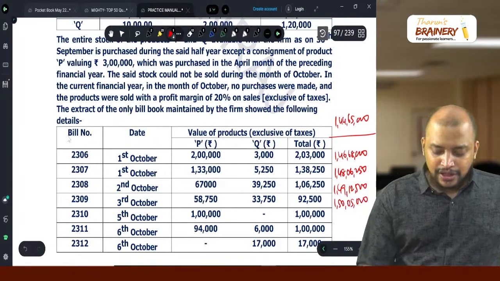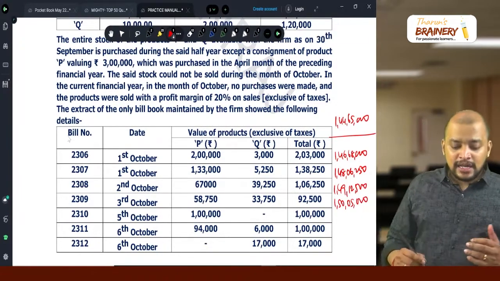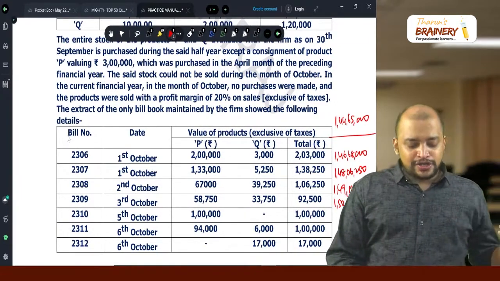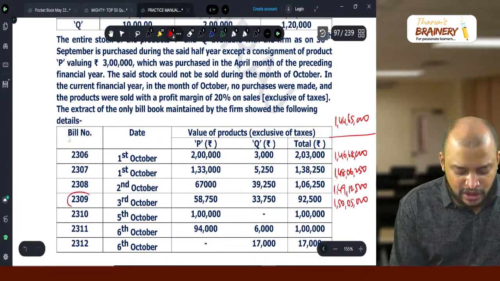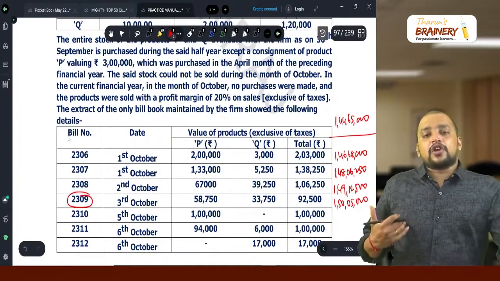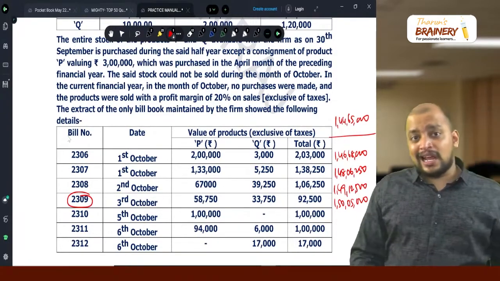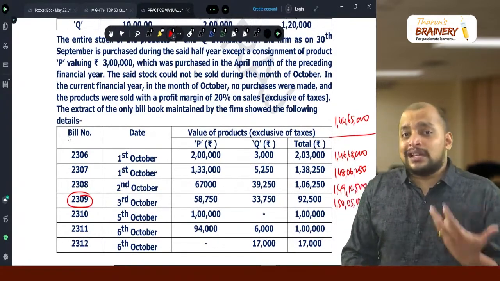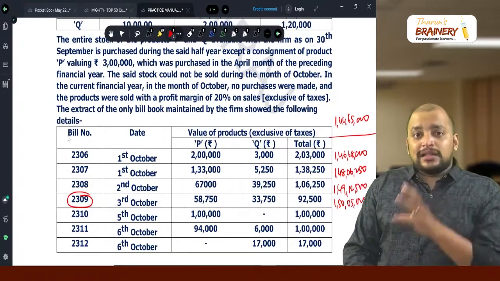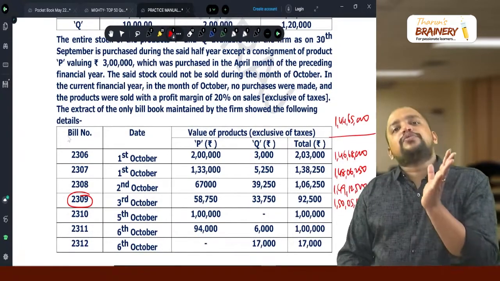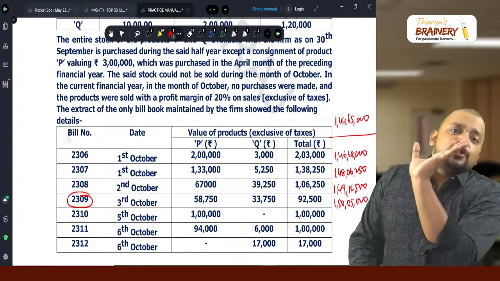1,50,05,000. So therefore, exactly on 3rd October, because of this invoice number or bill number 2309, we are crossing 150 lakhs. So 3rd October is the date on which we are crossing 150 lakhs, and that is the date on which we are leaving the composition scheme and entering into the normal scheme.